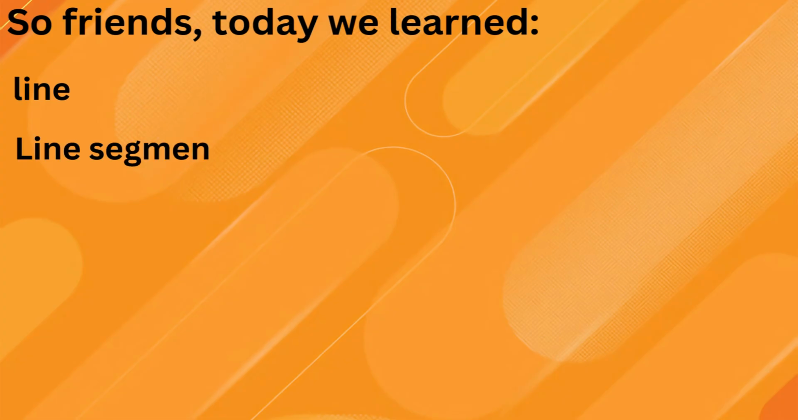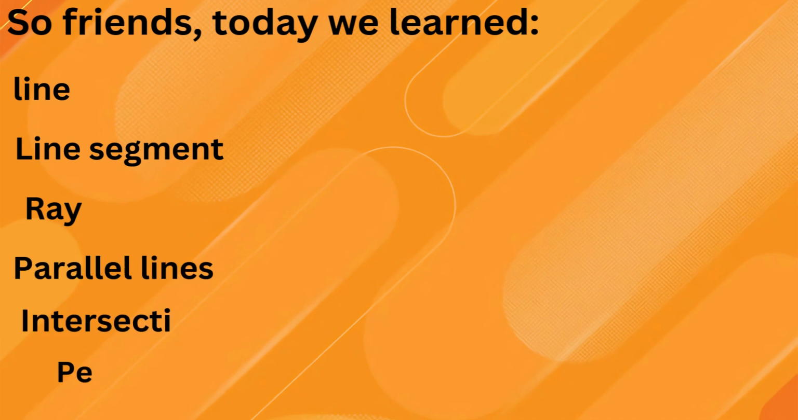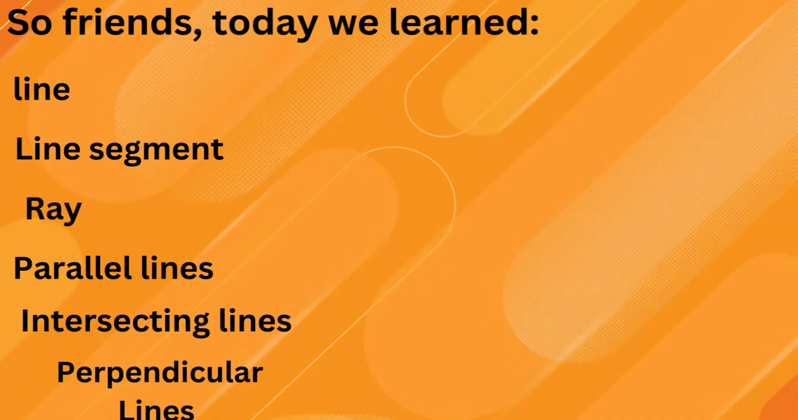So friends, today we learned types of lines in geometry. A line extends in both directions forever. A line segment has two endpoints. A ray starts from one point and goes forever. Parallel lines never meet. Intersecting lines cross each other. Perpendicular lines meet at 90 degrees.